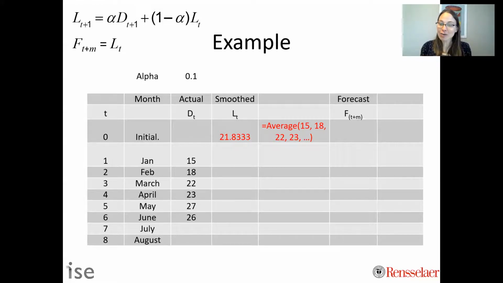Okay, so we have now initialized, and if you look at the equation for L of t, we can actually go calculate L of 1, because we have D of 1 and we have L of 0. Just for this example, I'm going to set alpha at 0.1. We'll talk about how you actually set alpha, but for now, I'm just going to assume alpha should be 0.1 to illustrate the application of these equations.